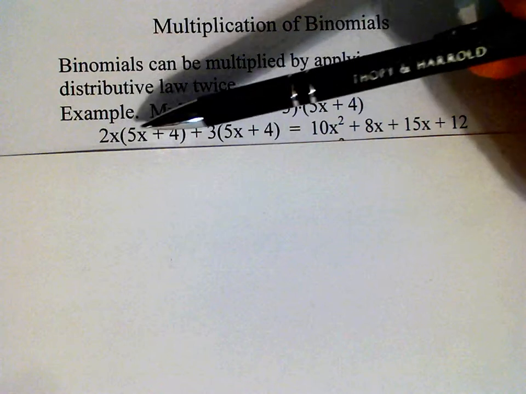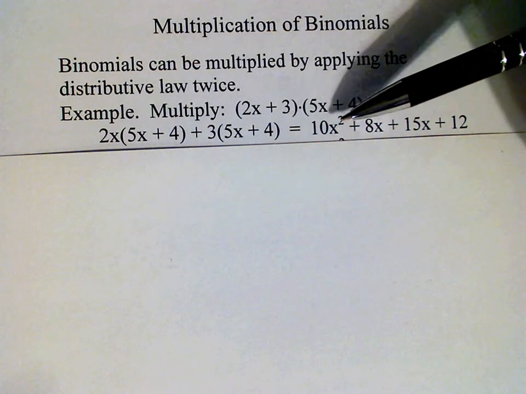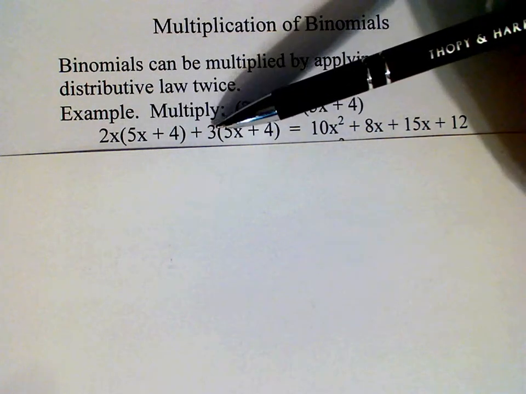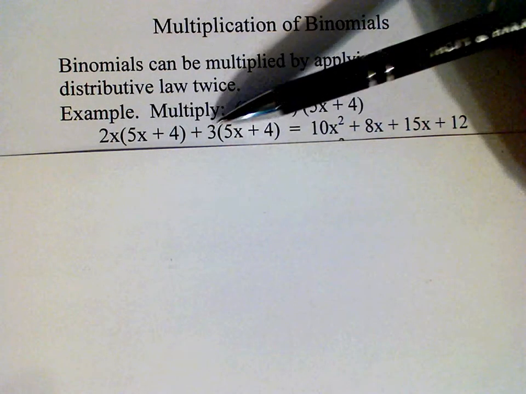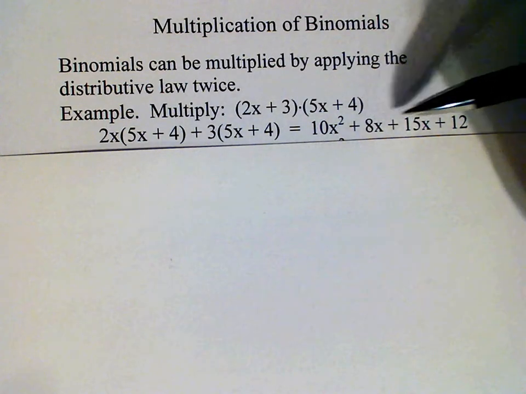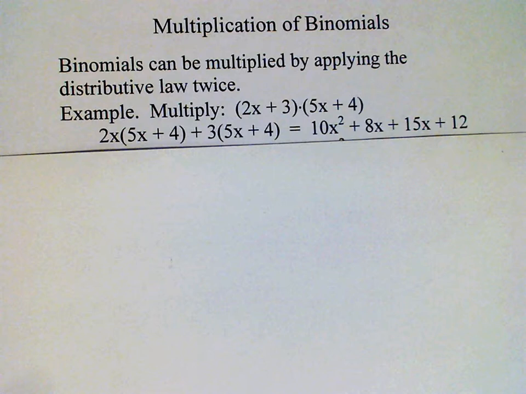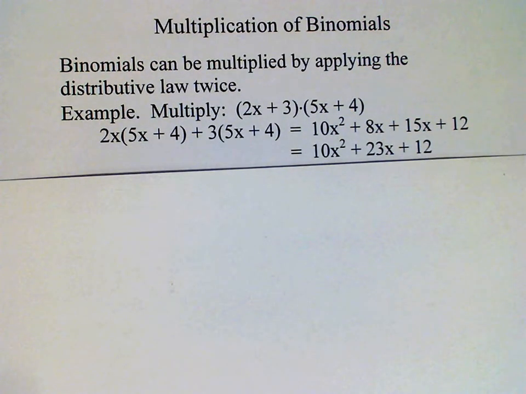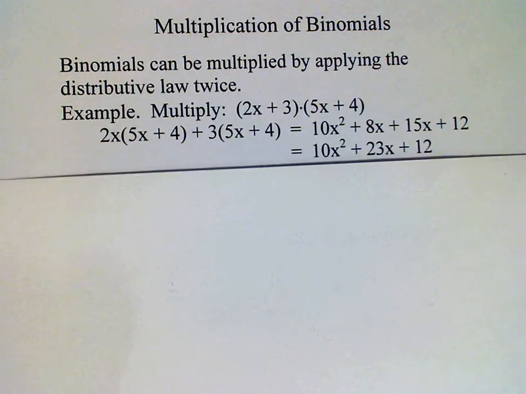So we have 2x times 5x plus 4. That will give us 10x squared plus 8x. And then 3 times 5x plus 4 will give us 15x plus 12. And then finally we see that the 8x and the 15x are like terms, and so can be combined. The final answer is 10x squared plus 23x plus 12.